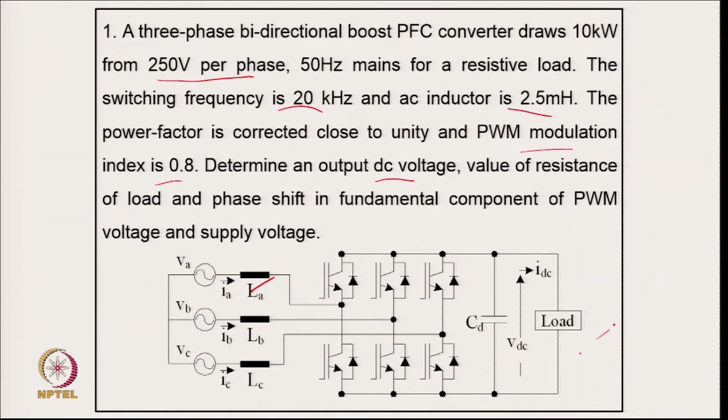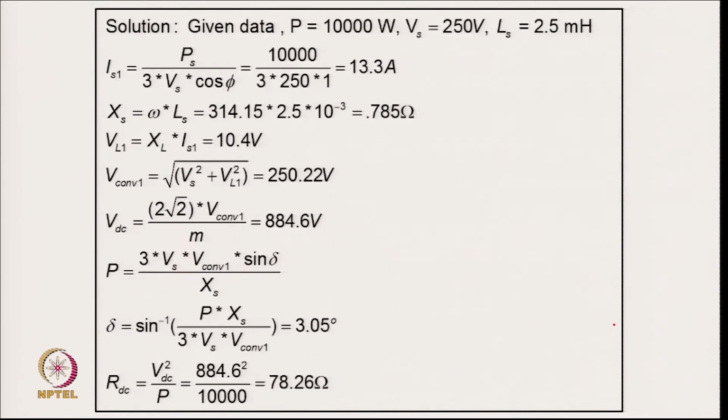So, this is the typical circuit for this converter which can have bidirectional power flow. Coming to the calculation part of it, we have 10 kilowatt, 10,000 watt, and phase voltage 250 volt, with the interfacing inductor 2.5 millihenry.